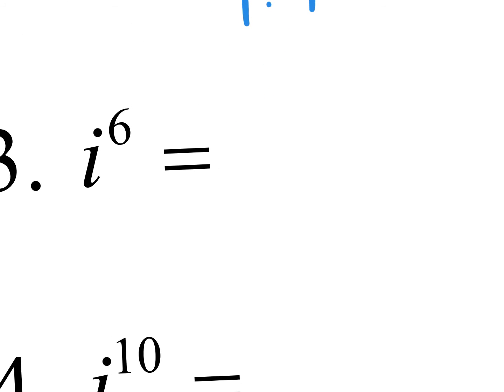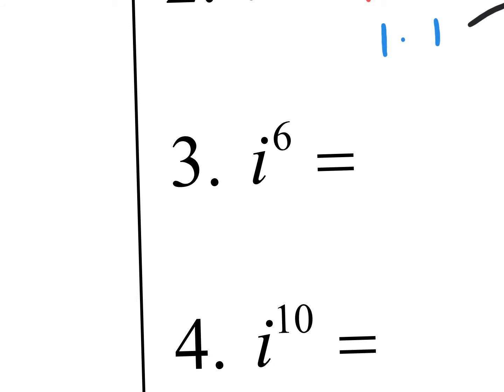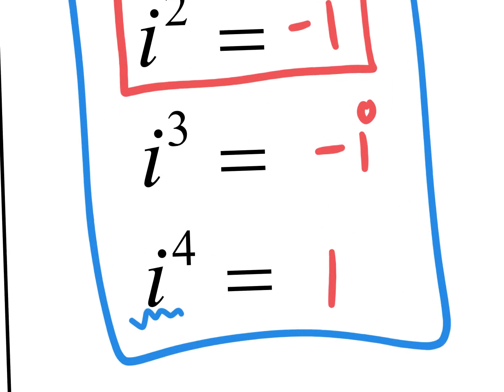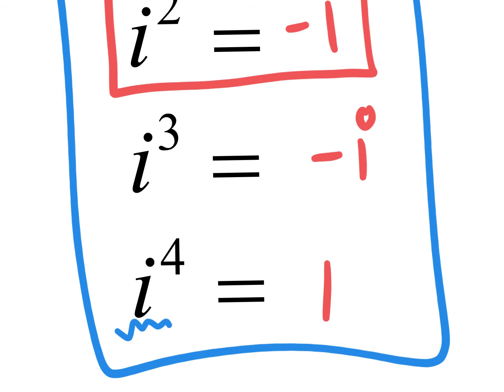How about i to the 6th? i to the 3rd times i to the 3rd. Okay, i to the 3rd times i to the 3rd. You could do that, but when I look at i to the 3rd, I end up with a negative i. So I'd end up with a negative i times negative i, and it's still work to do.